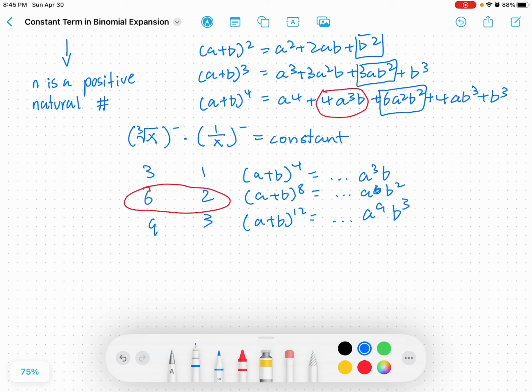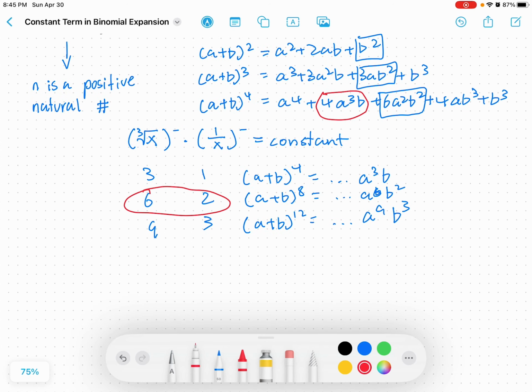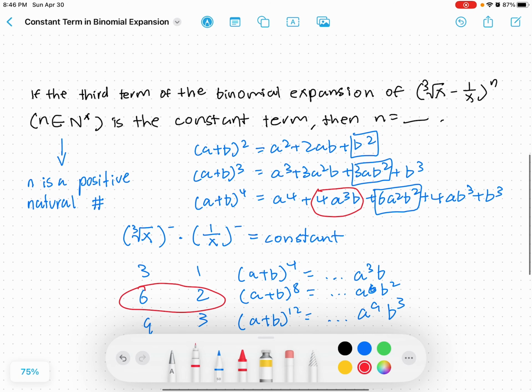I'm not going to write a specific expansion here, but note that the powers of a and b are going to be respectively a to the power of 8 times b to the power of 0, and then a to the power of 7 times b to the power of 1, and then the third term will be a to the power of 6 times b to the power of 2. So we get that n will equal 8 when the third term of the binomial expansion is the constant. So the answer to this problem is going to be 8.